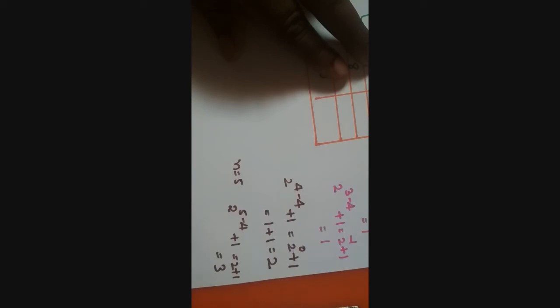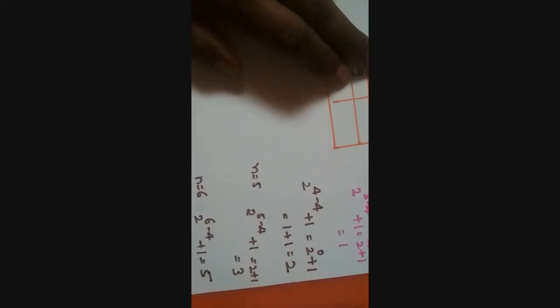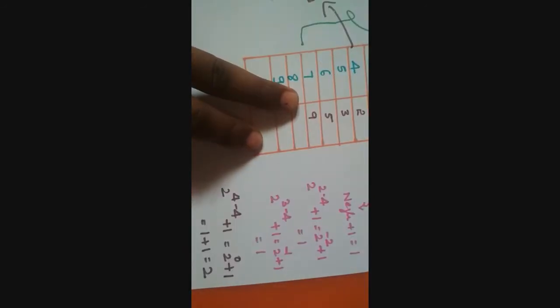For hexane, similarly, for N equal to 6 carbon atoms, 2 to the power of 6 minus 4 plus 1. 6 minus 4 is 2. 2 to the power of 2 is what? 4, plus 1. Hence, 5 isomers are possible. For heptane, similarly, we can calculate. The possible number of isomers is 9.